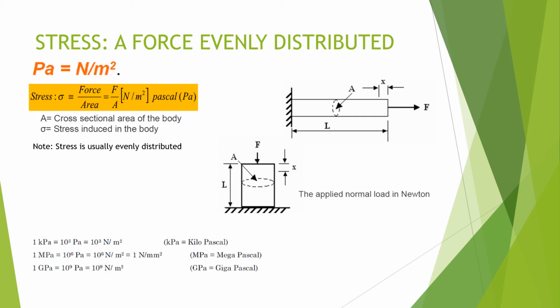The unit for stress is Newton per square meter, or Pascal, which is named after a French physicist, Blaise Pascal. Lastly, please be careful when you are converting the units for stress. If you look at the bottom left of the slide, you will note that a megapascal equals 1 Newton per square millimeter. Please be careful when you encounter a unit like that.